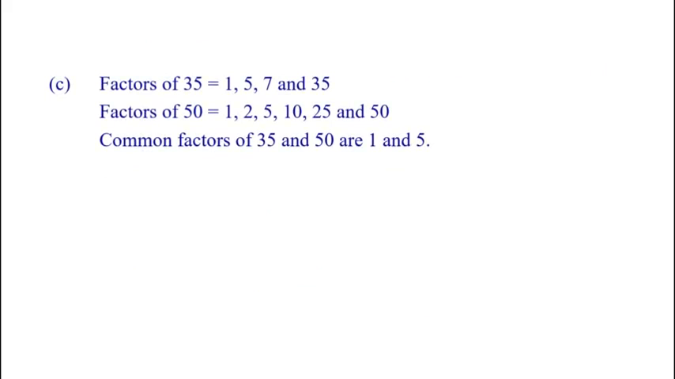Then part C, we have to find the common factors of 35 and 50. So, factors of 35 are 1, 5, 7 and 35. Factors of 50 are 1, 2, 5, 10, 25 and 50. So, common factors of 35 and 50 are 1 and 5.